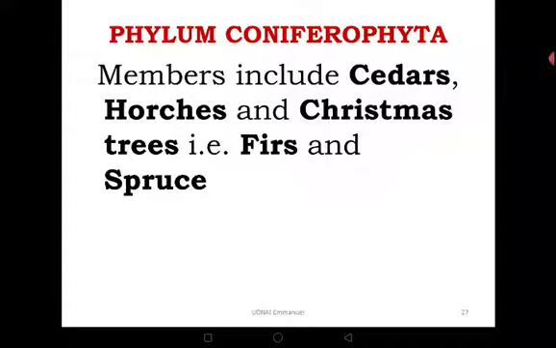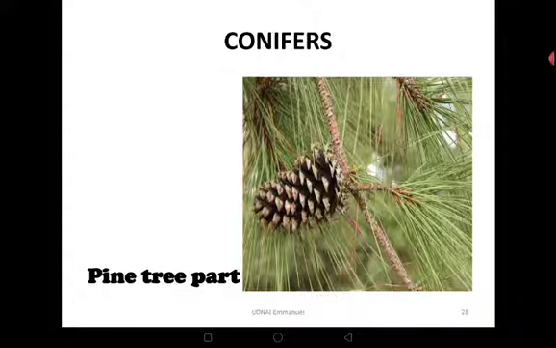And they belong to a phylum that we call Coniferophyta. Those are some of them. We have the pine tree. I hope you have ever seen that one, together with that structure you have seen. That structure is called a cone. And is what makes these members belong to phylum Coniferophyta. They bear cones. And also they grow in a cone shape.